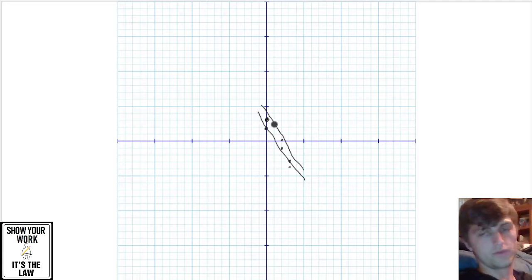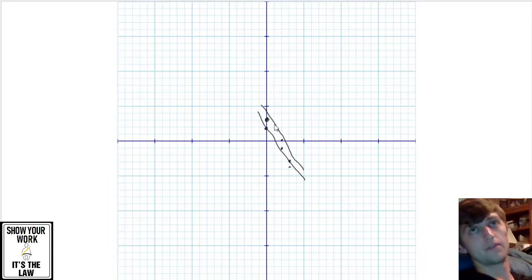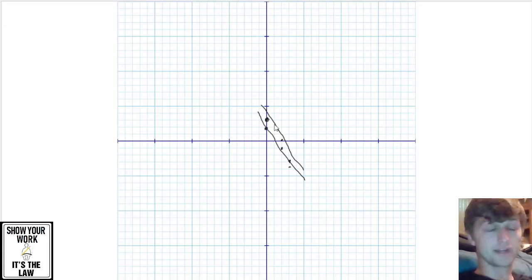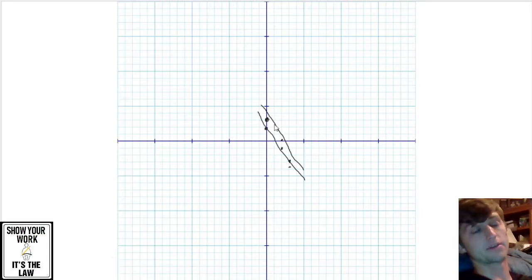Now, this is the rule for perpendicular lines. I want you to write this down too. If one slope is the negative reciprocal of the other slope, the lines are perpendicular. Let me say this another way. If the two slopes multiply together to equal negative 1, the lines are perpendicular. I'll say it one more time. If the two slopes of the lines multiply together to get negative 1, we have perpendicular lines.